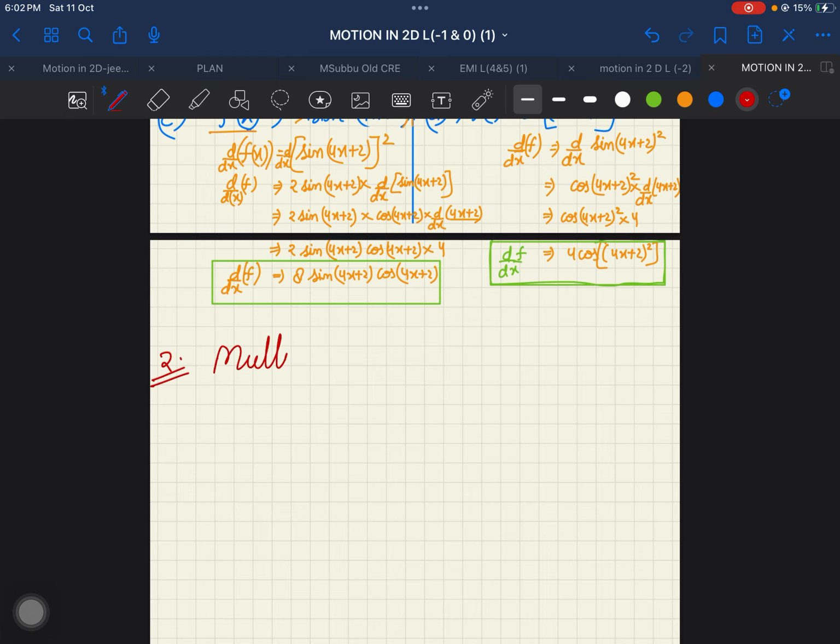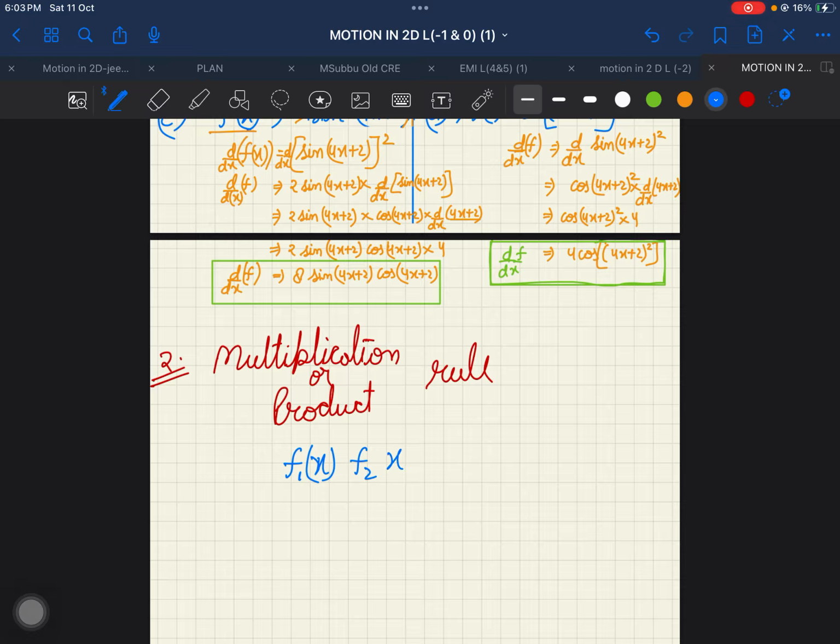the multiplication or product rule of differentiation. It is very simple, students. Suppose you have function 1, f1(x), and function 2, f2(x), in multiplication, and you have to differentiate these two functions. Then you will use the product rule.